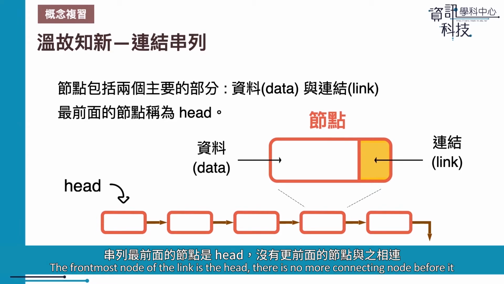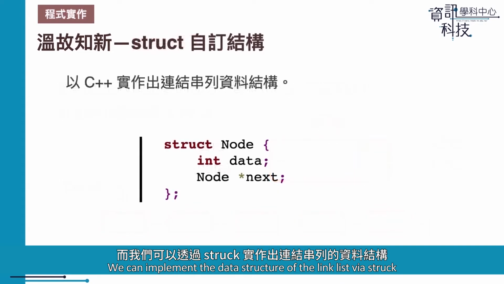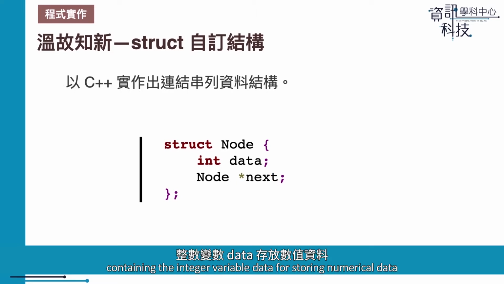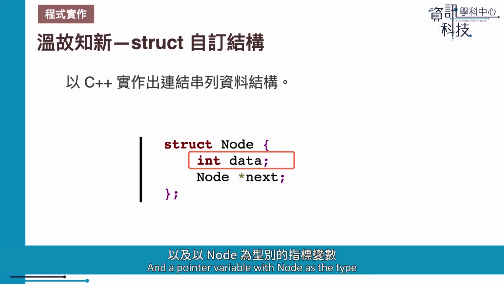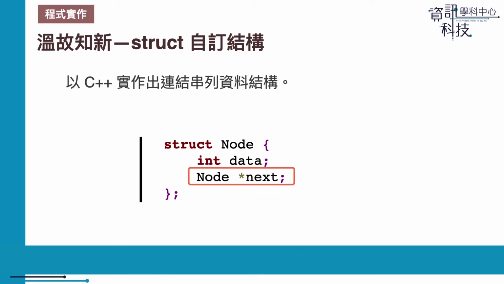The frontmost node of the link is the head. There is no more connecting node before it. The node in the end has no more connecting nodes behind it either. We can implement the data structure of the linked list via struct. Define a type named node, containing the integer variable data for storing numerical data, and a pointer variable with node as the type, pointing to the next variable also with node as the type.